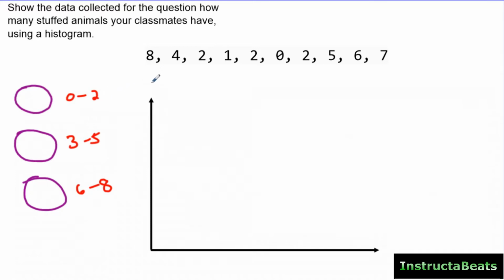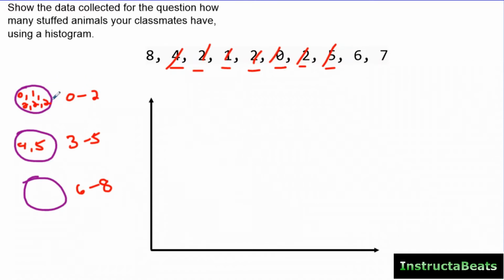then it makes it a little bit easier to make and interpret these histograms. In my 0 to 2 bin, right, I had a 0, a 1, a 2, and a 2. So I have 5 different numbers that are in my 0 to 2 bin. Let me cross them out here. In my 3 to 5 bin, I have just a 4 and a 5. So I only had 2 numbers that were grouped together in that bin. It's kind of like doing your laundry, right?